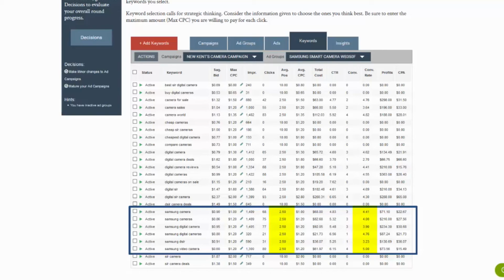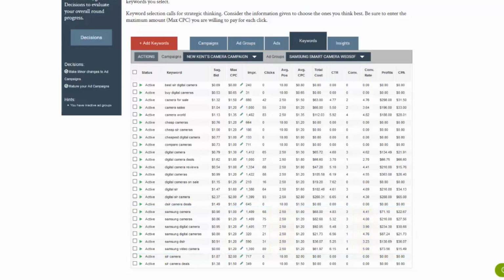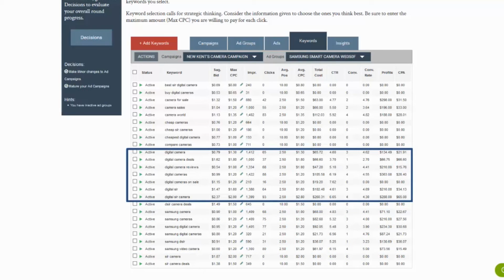So they're performing well. We have a good landing page, a good ad. What's interesting is the fact that some of the broader keywords higher up, digital camera deals, digital camera reviews, are performing well despite the fact that on the face they don't match the ad or landing page we're sending them to. So we have a few options. One, we could continue to let these broader keywords run in this ad group because they're performing well, and that's not a bad decision.